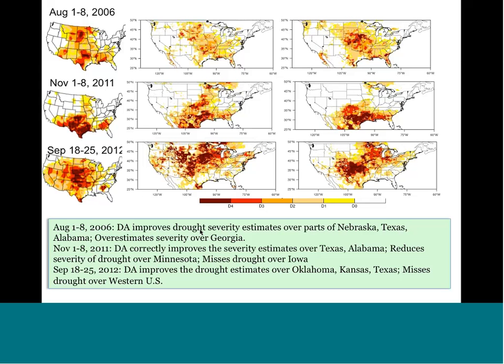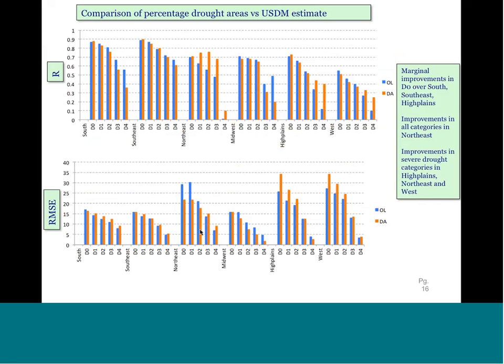And then the last result is this one, which is just some statistics showing you, over each region, where the improvements are. And we think the most interesting one is in the Northeast. There seem to be systematic improvements in all the drought categories. In some high drought categories in the High Plains, Northeast and West, there are improvements as well. So the orange bars are the ones with the GRACE.